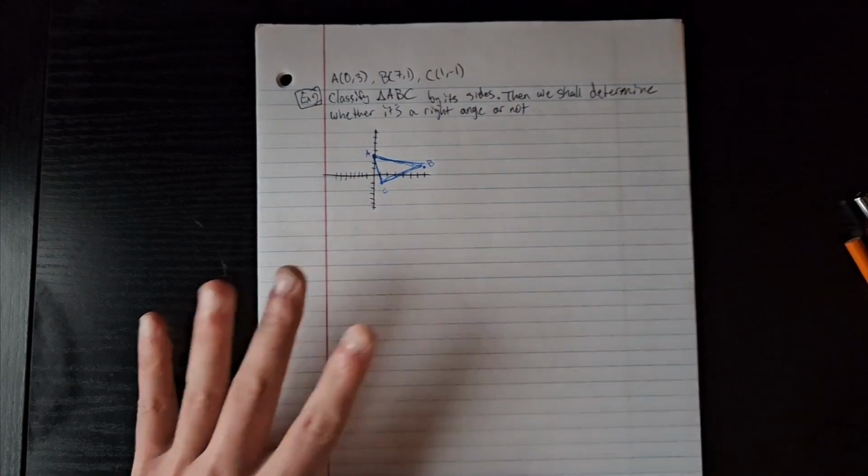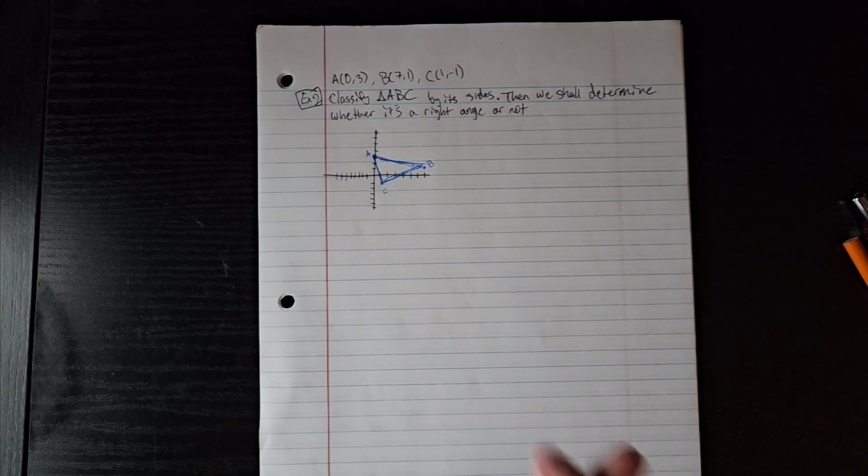So I need to classify this triangle by its sides. How am I going to classify the triangle by its sides? What did I just do on the previous page? I said that if we're going to be classifying triangles by its sides, we got to use the distance formula.